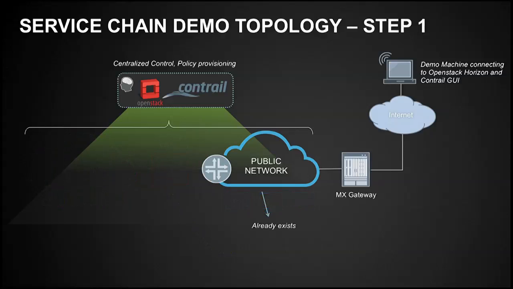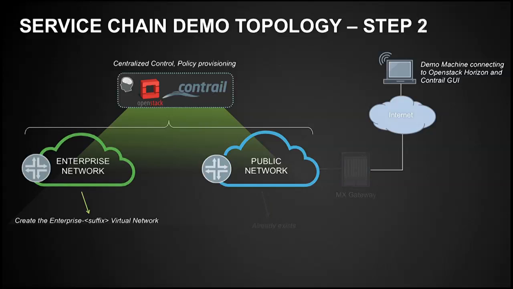So as I said, the public network already exists. And the first step is to create the enterprise network. So in order to create the enterprise network, you can use either the OpenStack Horizon UI or the Contrail Web UI. So let me introduce you to the two UIs first.